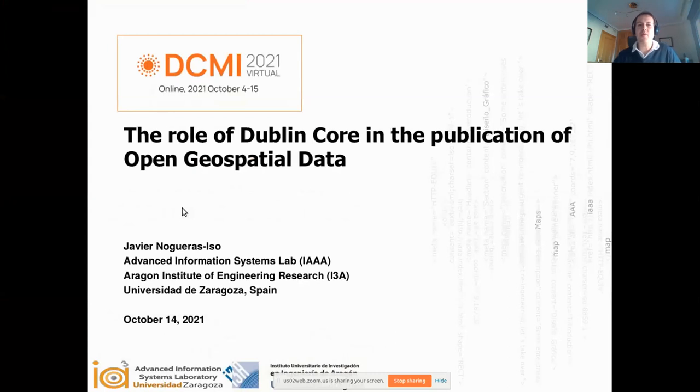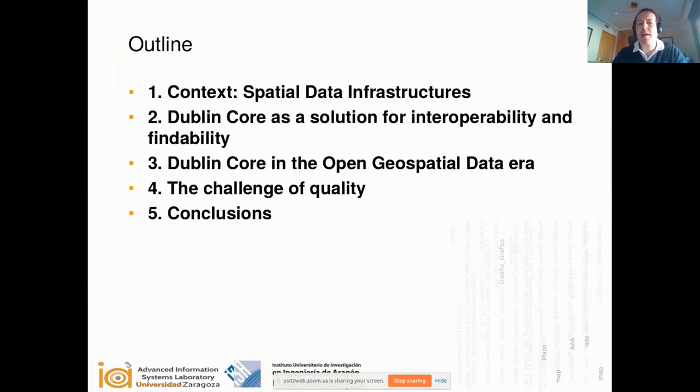Okay, so I'm going to talk about the role of Dublin Core in the publication of open geospatial data. This is the outline of the presentation. I will describe the context of spatial data infrastructures. I will explain that Dublin Core has been a solution for interoperability and findability. I will also explain the role of Dublin Core in the open data era, in the last 10 years more or less. And I will talk about the challenge of quality and some conclusions.